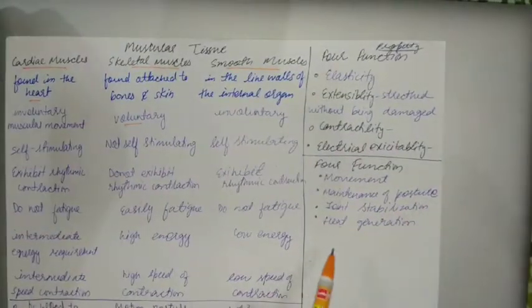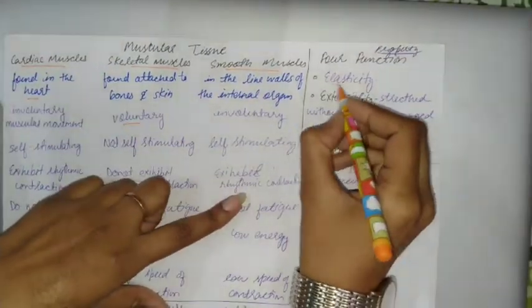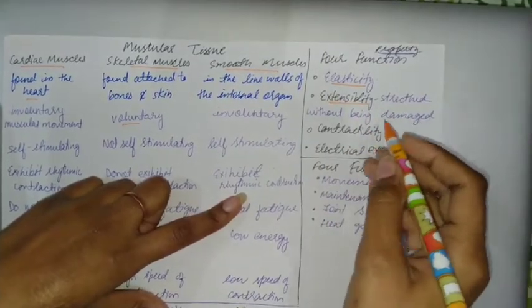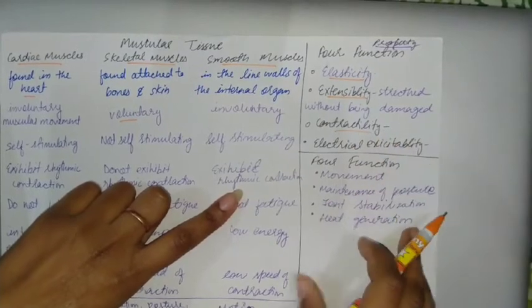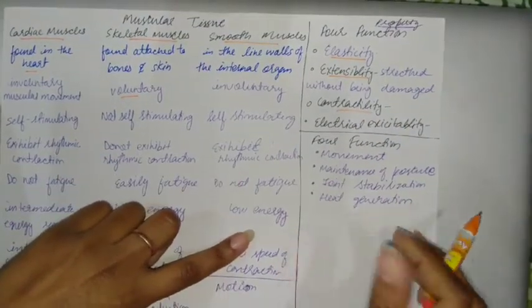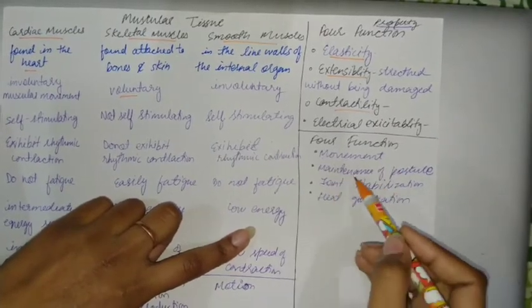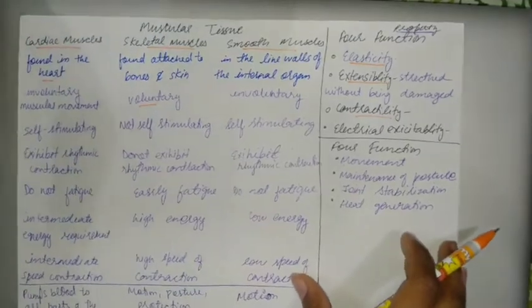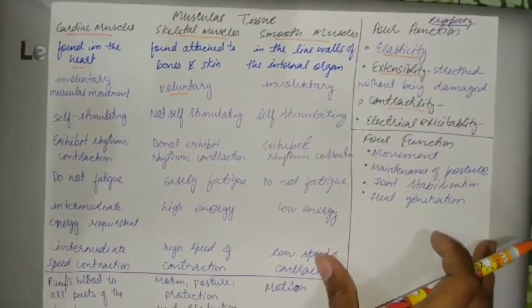So what are the properties of muscular tissue? It maintains elasticity, and extensibility, meaning it can stretch without being damaged. It's known as extensibility, contractility, and electrical excitability. Basically, there are four functions: movement, maintenance of posture, joint stabilization, and heat generation. So this is all about the properties, function, and classification of muscular tissue. Thank you.